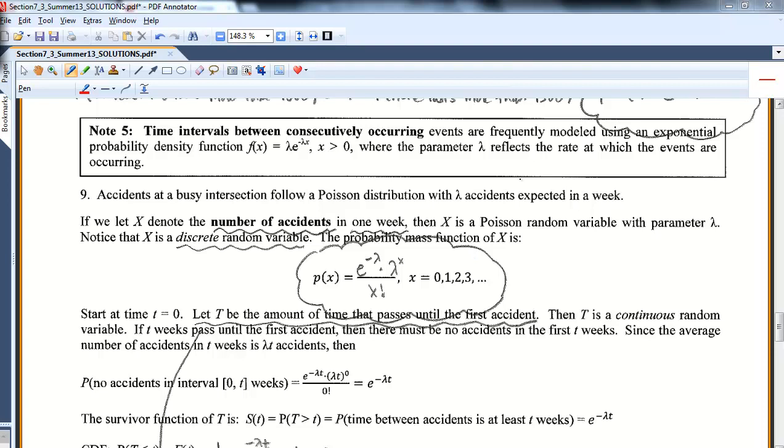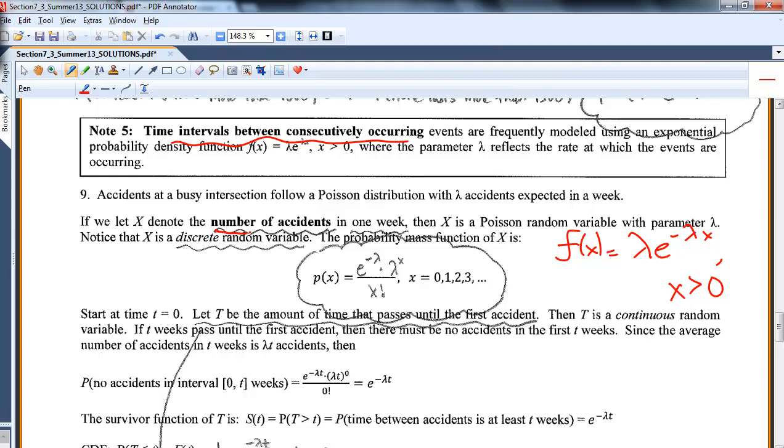Anyway, we were talking about the exponential random variable. Remember, for the exponential, f of x, the density function is lambda e to the negative lambda x for x greater than 0. And so this statement is somewhat true: time intervals between consecutively occurring events are frequently modeled by an exponential random variable with parameter lambda. I should say when events occur according to a Poisson process, the time between those events is exponential. So let me show you how we derive that.